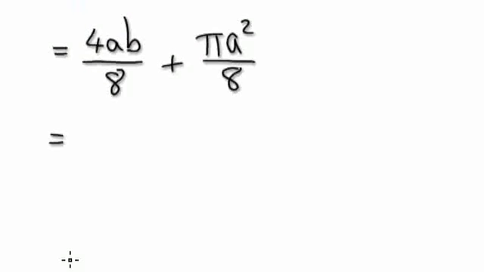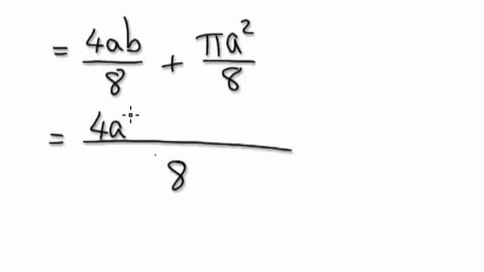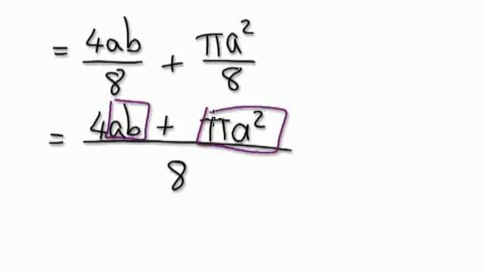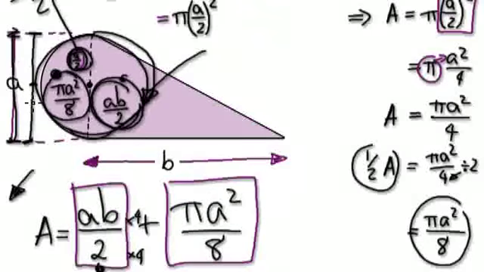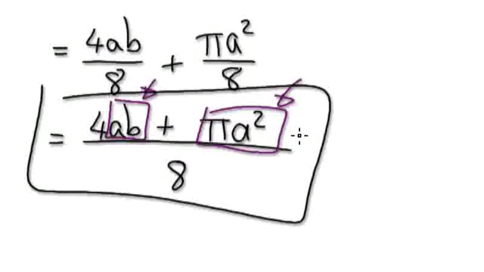Now the two denominators are the same, so we can merge over 8. This will be 4ab plus pi a squared. Have a quick glance to see if they're of the same type. Here you've got a, b, and here you've got a squared and pi. They're two different things, so you can't merge the two. So this would be your final answer. The formula for the area of this weird shape that I just made up is given by this.